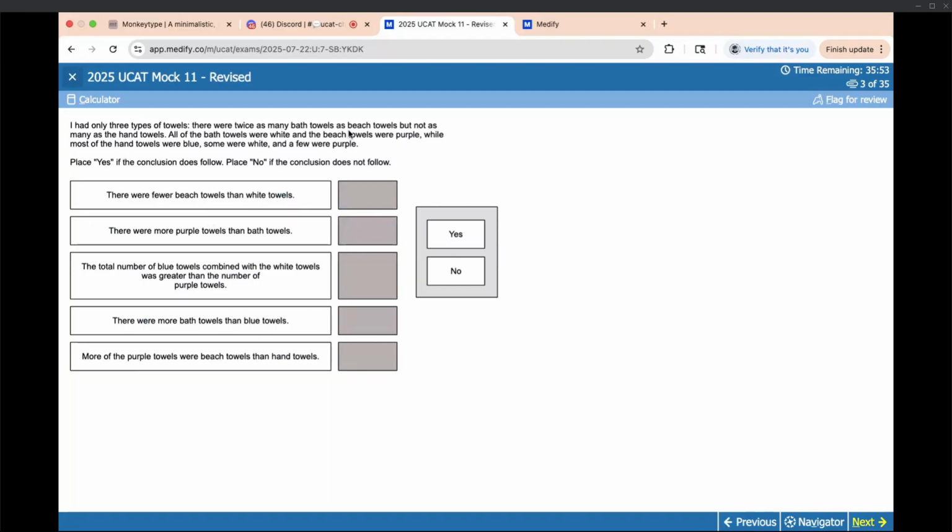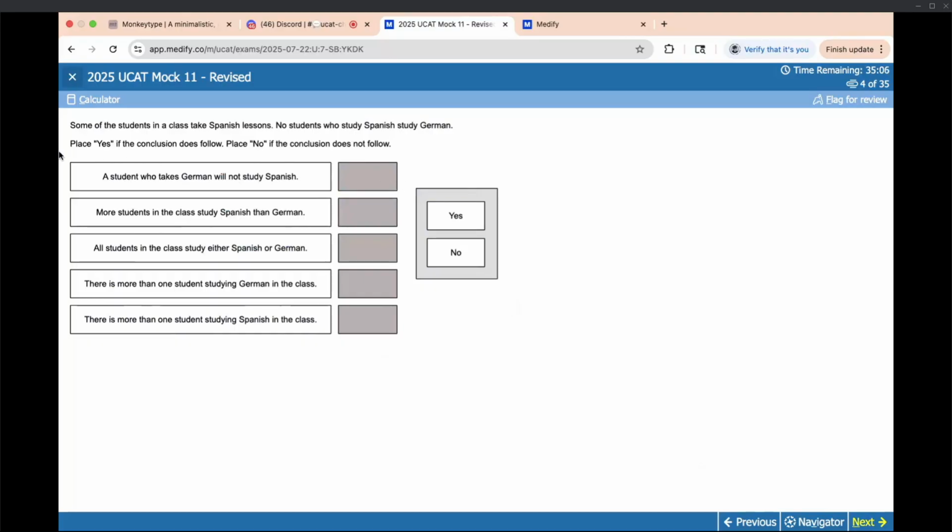This one's long, but not as many as the tail one. So there were fewer, so I'd have that's true, because there was greater total. There were more purple tails than, no. The total number of blue tails combined with white and twice of purple, so it'd be 3 times, and most were blue and only a few were purple. Thus most of the purples were burnt tails. No. Damn, this legend was long.